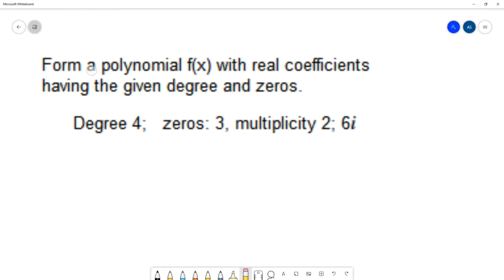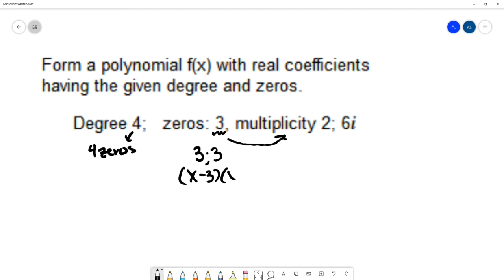In this example, we want to form a polynomial with real coefficients having the given zeros and given degree. So in this example, we have a polynomial that has degree 4, so that means that we're going to have 4 zeros. We're given some of those zeros. We have a 3 with multiplicity 2, and so what that means is that 3 is a repeated 0. We have 2 factors of x minus 3. So when we have multiplicity, that means we're going to have repeated factors of the same 0.